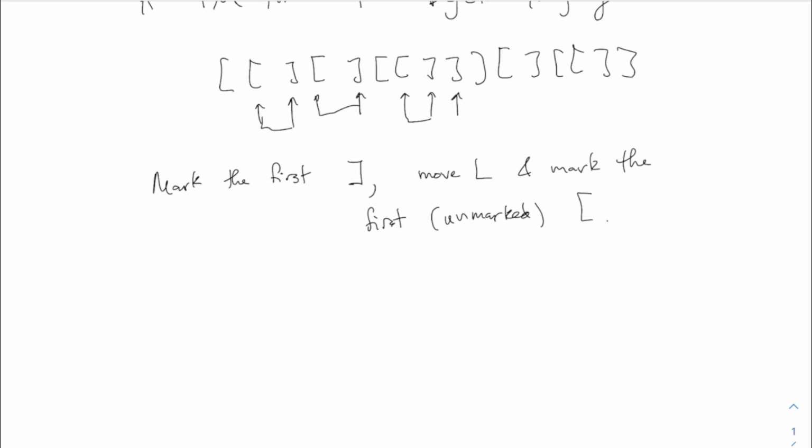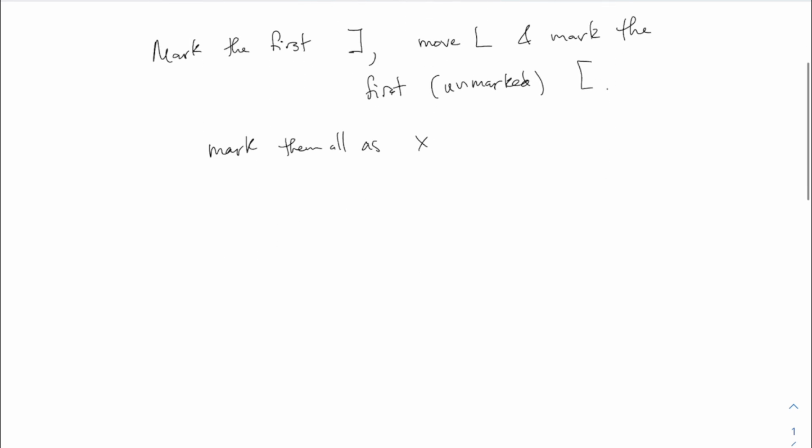Now, in the previous examples, when I marked things I had A's and B's, and I changed them to A bars and B bars. You could change these to left bracket bar and right bracket bar. Actually, it's not really necessary to remember which one was a left and which one was a right. So I'm going to mark everything as an X. An X means it's a bracket which I have already dealt with, and I don't care whether it used to be a left or a right bracket. You can mark them individually with bars, but that just makes the machine slightly more complicated.